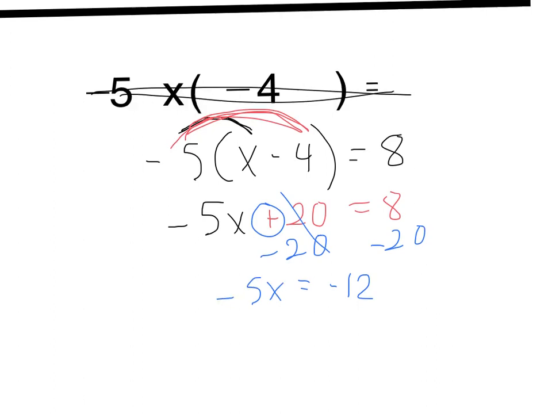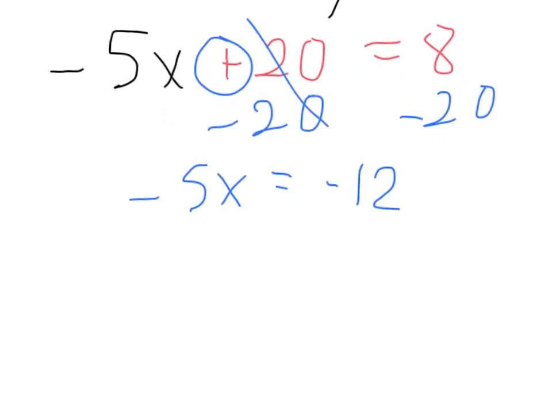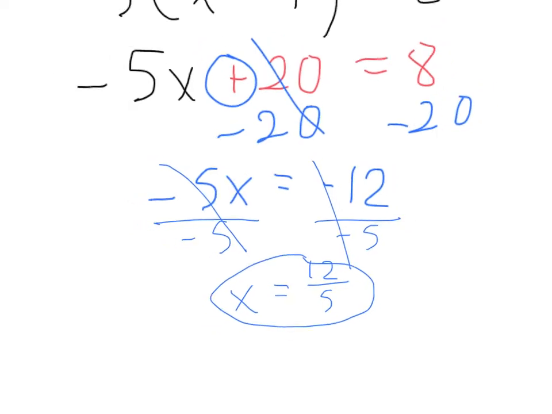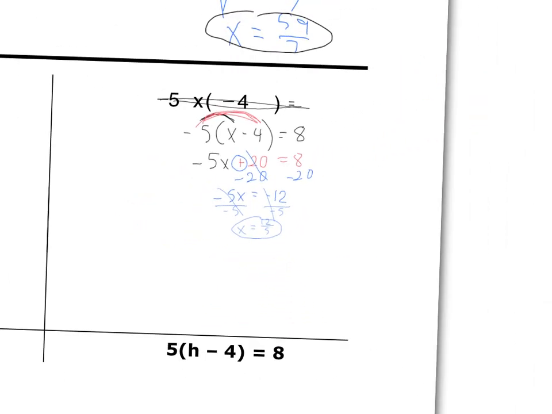And then we're going to undo our multiplication with division. So divide each side by -5. And our -5's cancel out. Our negatives over here cancel out. And we have x equals 12/5. Okay, so I'm trying to get you comfortable with problems that have fractions as answers. So don't get freaked out by those. It's just the same type of stuff.